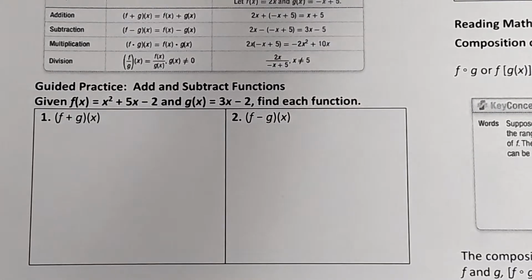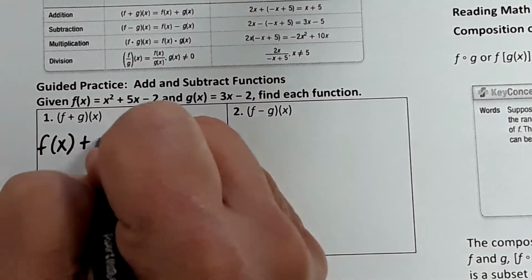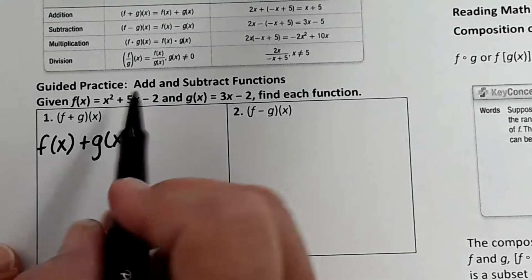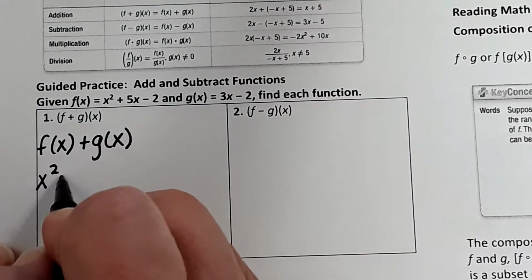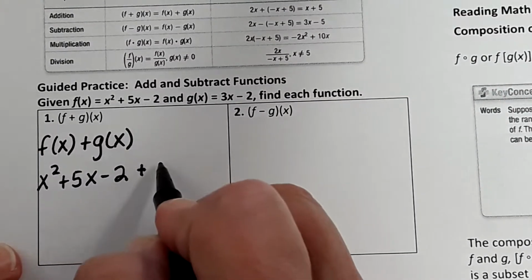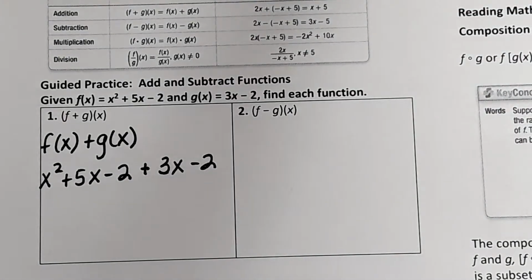So example 1, when you see f plus g of x, what that means is we're going to add two functions together. So it means f of x plus g of x, which means we're going to add f of x, which is x squared plus 5x minus 2, to 3x minus 2. Addition is nice. There's nothing you really have to worry about. You just add the two.